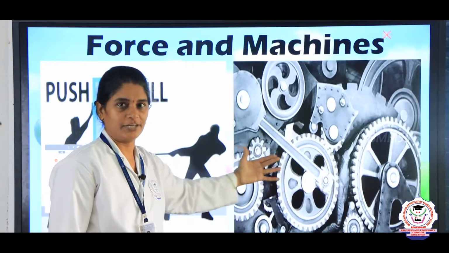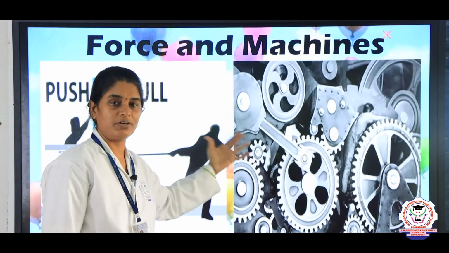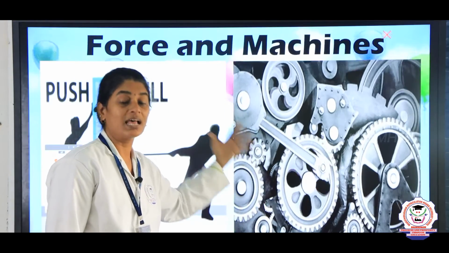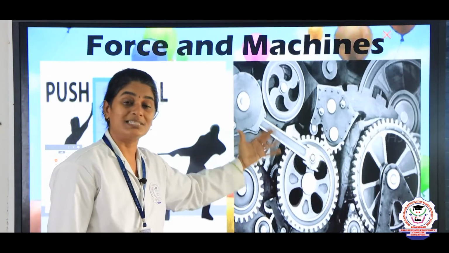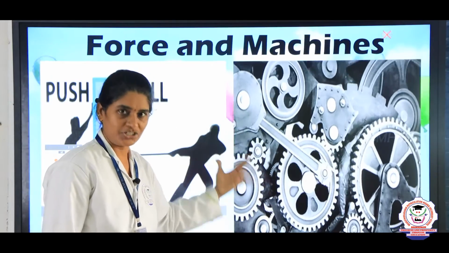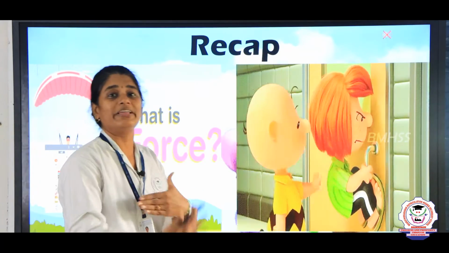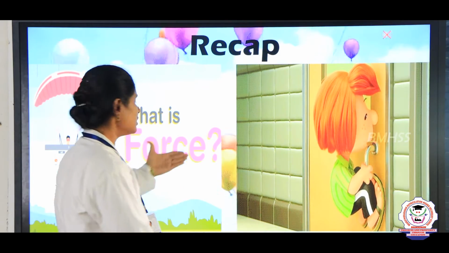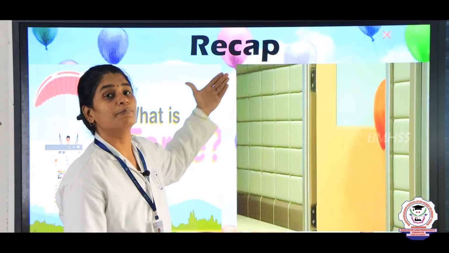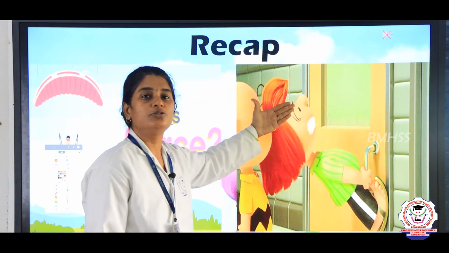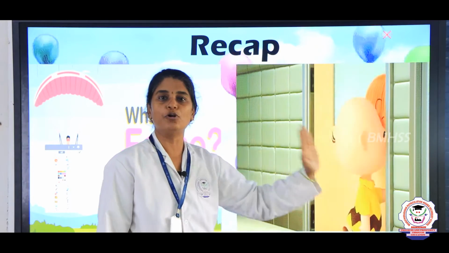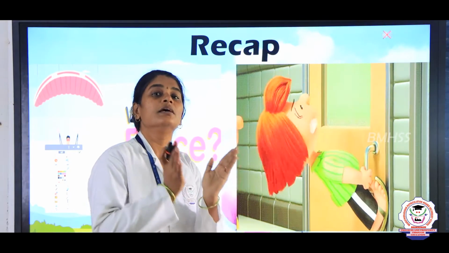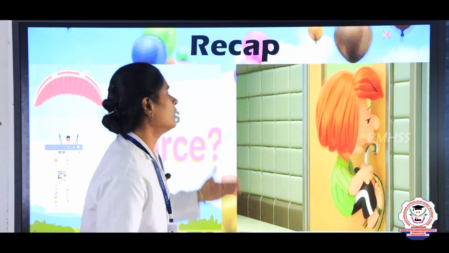In the first part we discussed the types of forces. We also saw what force is, what the uses of force are, and we discussed what energy is and the forms of energy. Now, let us have a small recap of what is force. Force is a push or pull of an object. Any push or any pull of an object means that there is some force that we are applying.